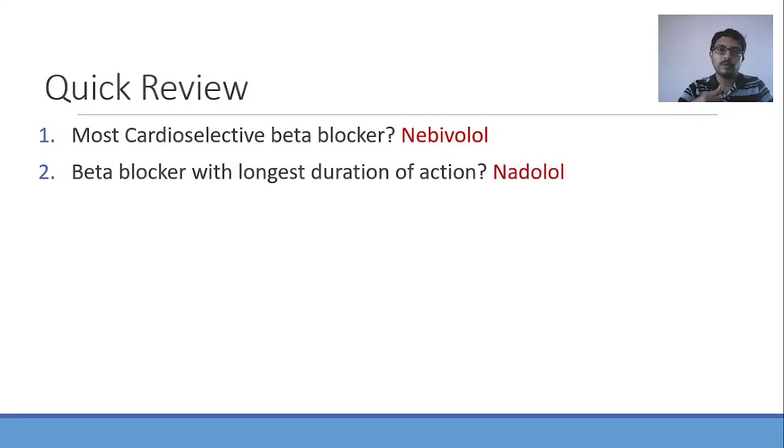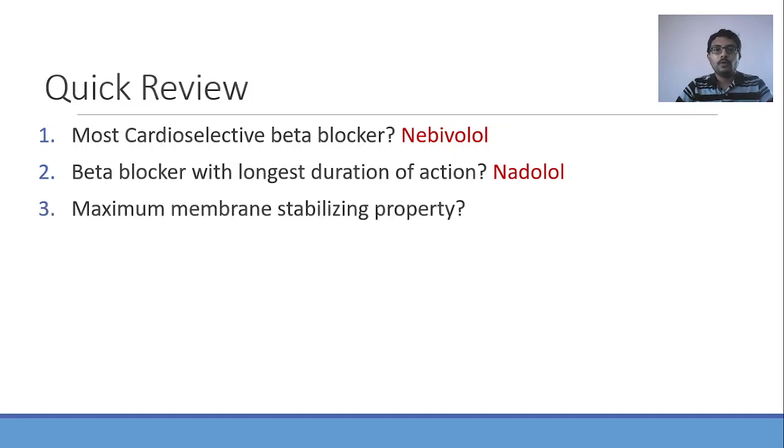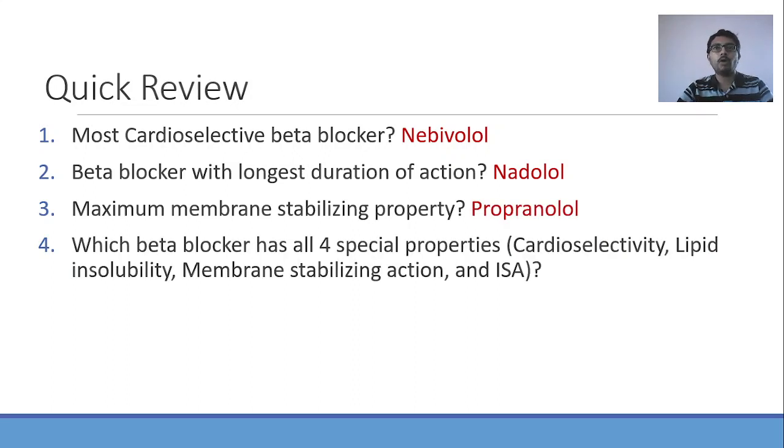The property responsible for duration of action is lipid insolubility. Which beta blocker has the maximum membrane stabilizing property? The answer is propranolol. Finally, which beta blocker has all 4 special properties, that is cardioselectivity, lipid insolubility, membrane stabilizing action, and intrinsic sympathomimetic action? The answer is acebutolol.